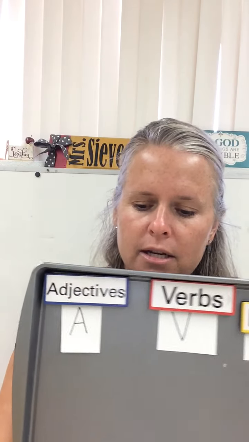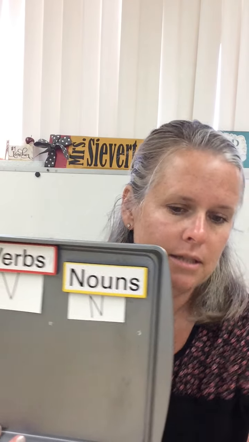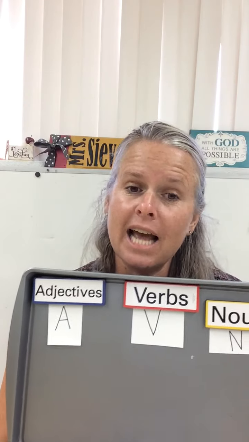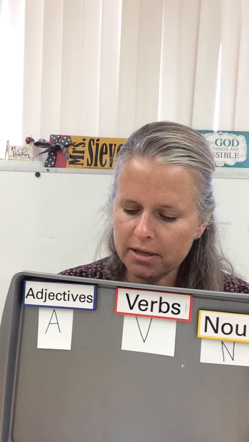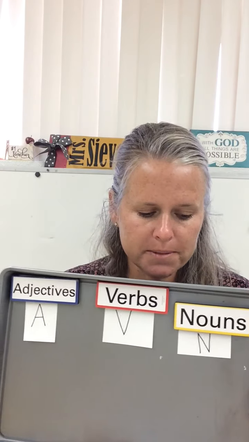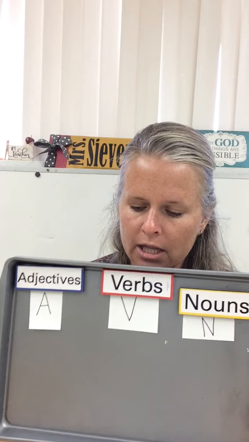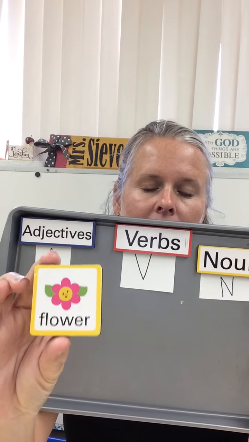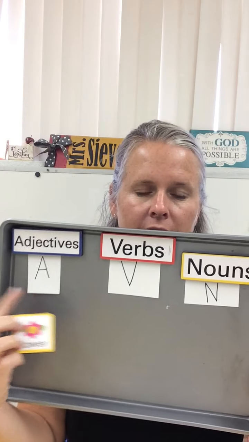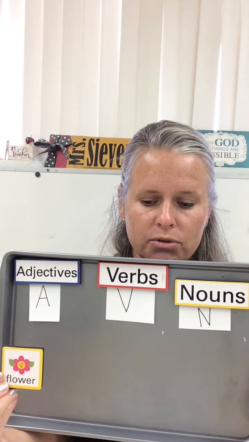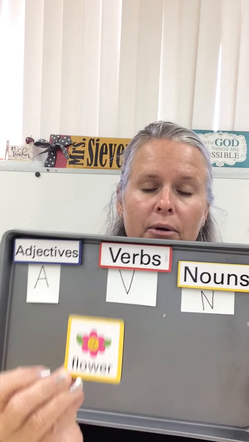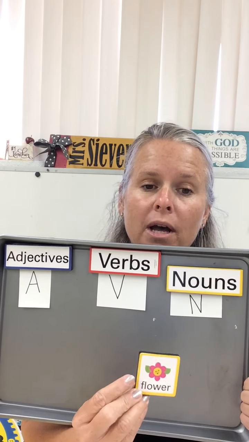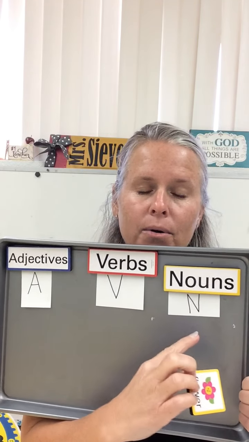So let me get my magnets. Okay, here we go. Again, remember, adjective describes. And again, verb is something it's doing. Okay, here we go. Let's go with flower. So here's yours, flower. Is flower an adjective for A, which is describing? Is it a verb? Is flower an action word? Or is flower a noun, a person, place, or thing? So you are number 1, you're either going to write an A, a V, or an N.